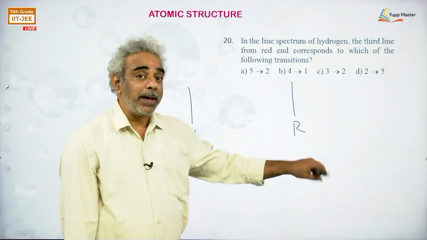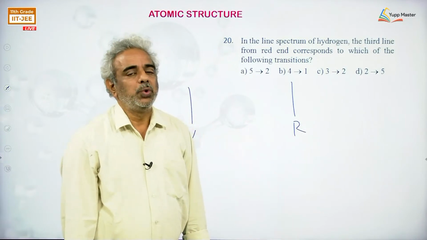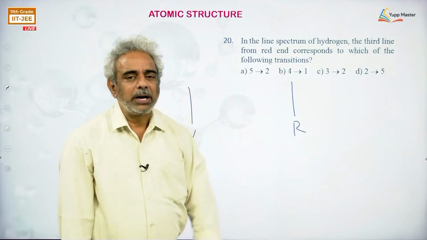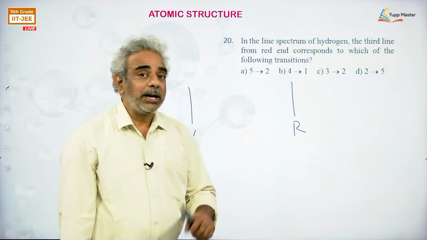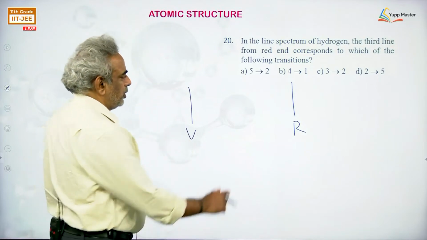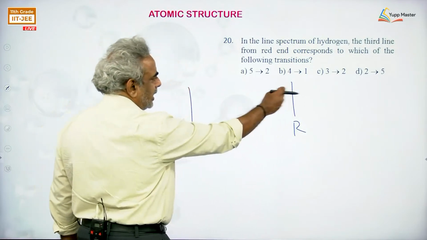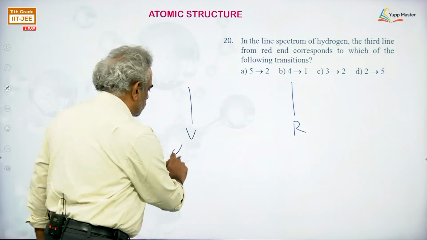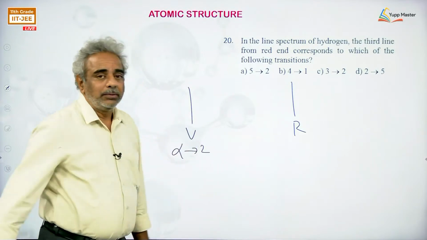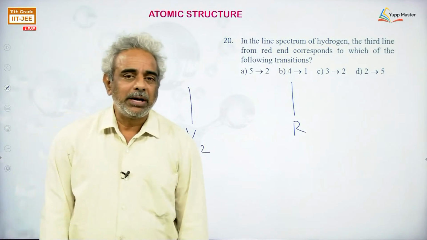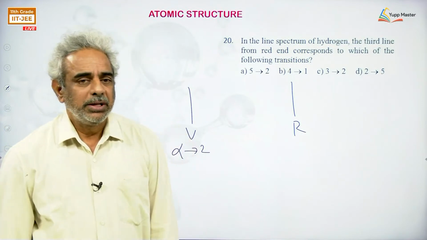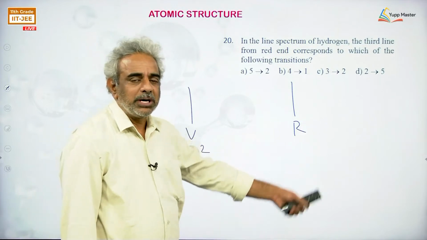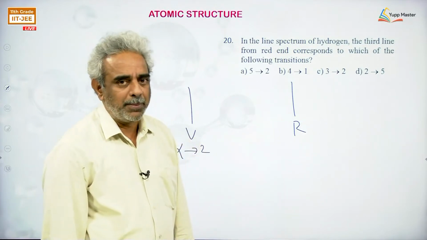Highest energy of Paschen, which is infinity to 3, next line. So, infinity you can't do any calculations. Third line he is asking. So, in the red end third line means what? Violet end will be infinity to 2. Why? Because in the visible light, violet has highest energy. In the visible light, red has least energy. So, what is the least energy transition in Balmer series?